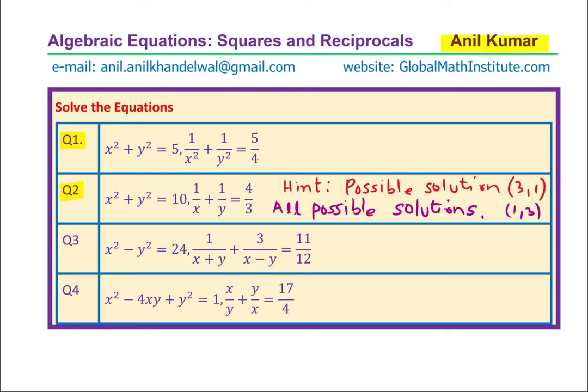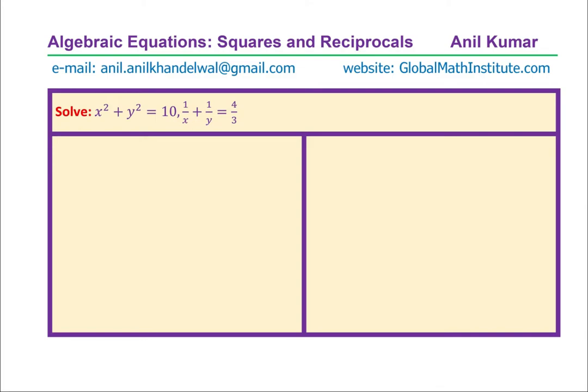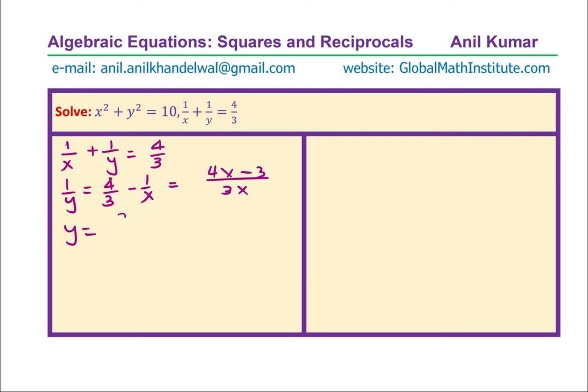Perfect. So let's begin by working on these equations. The question once again, question number 2. You are given 1 over x plus 1 over y equals 4 over 3. You can isolate y from here. So 1 over y equals 4 over 3 minus 1 over x, which could be written as (4x minus 3) over 3x. And that gives you the value of y as 3x over (4x minus 3).